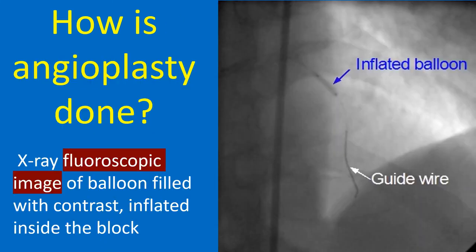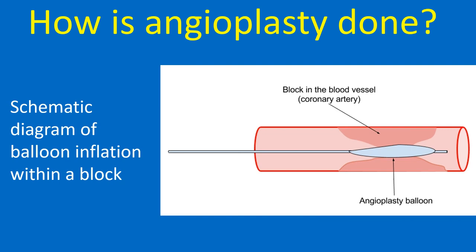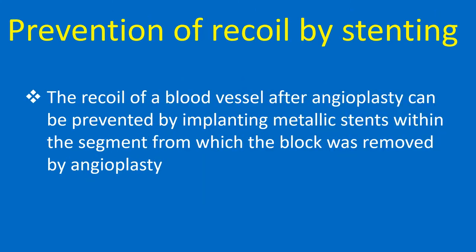Here is an X-ray of balloon filled with contrast inflated inside the block. The guide wire is also seen. This is a schematic diagram of balloon inflation within a block. What is done to prevent recoil of the vessel after angioplasty? The recoil of a blood vessel after angioplasty can be prevented by implanting metallic stents within the segment from which the block was removed by angioplasty.